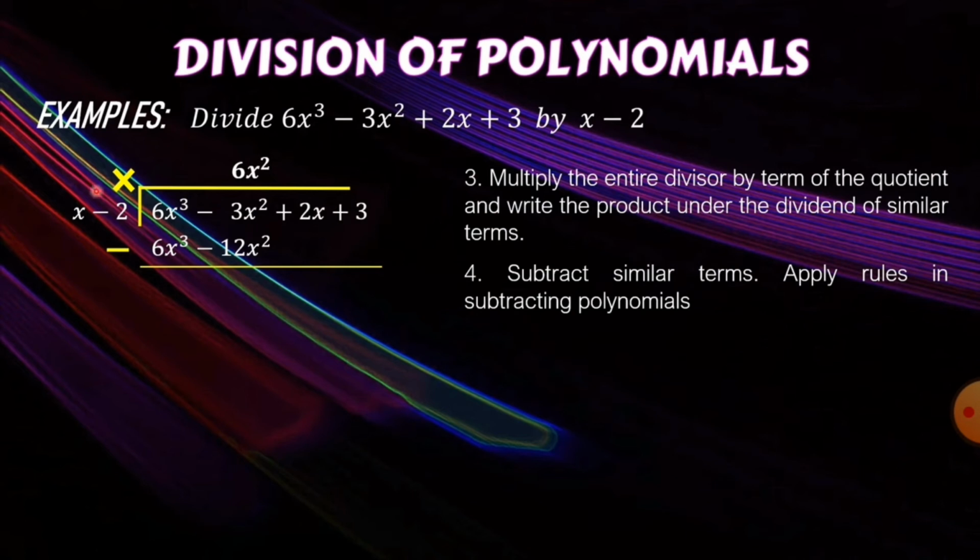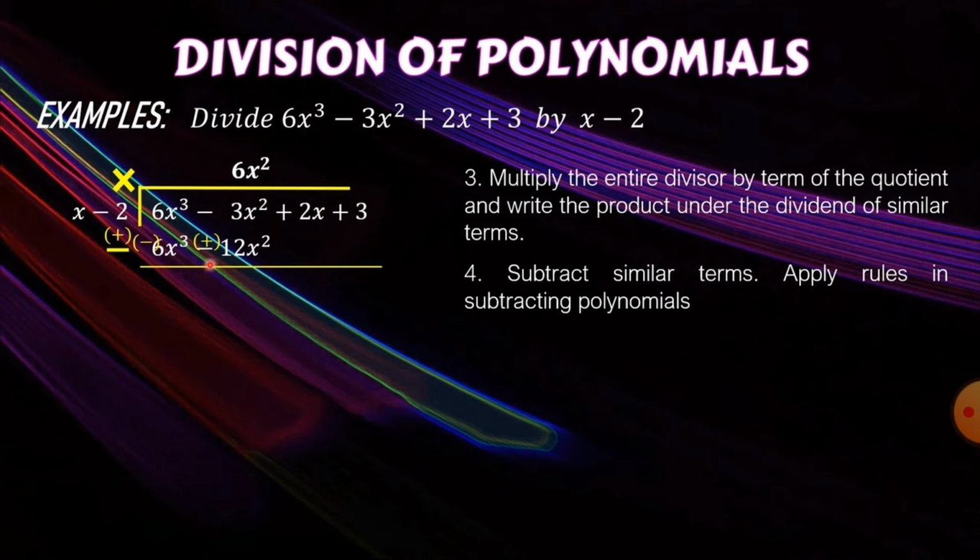Yung positive 6x cubed magiging negative 6x cubed. Si negative 12x squared magiging positive 12x squared. Okay, so change the sign of the subtrahend. So since si 6x cubed, they have different sign, so we just simply cancel them. Okay, magiging 0 yan when we subtract.